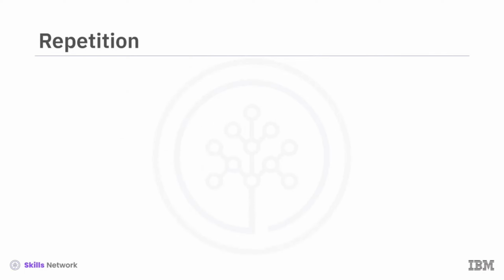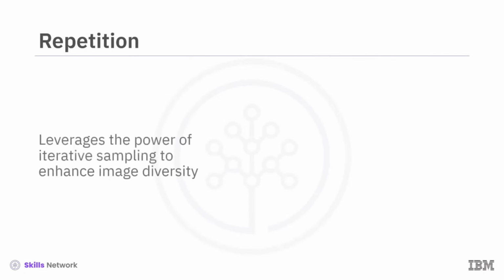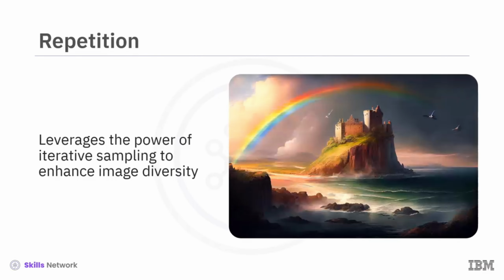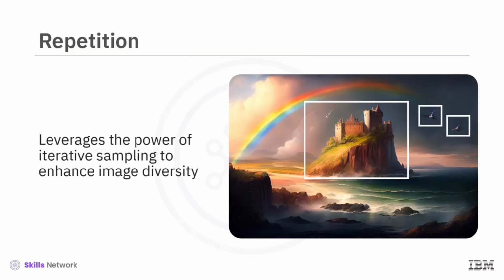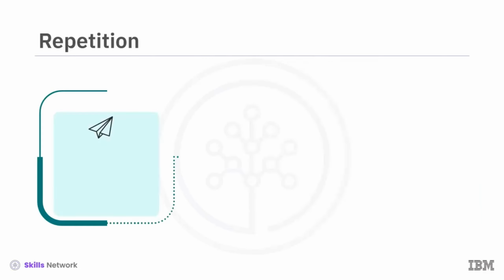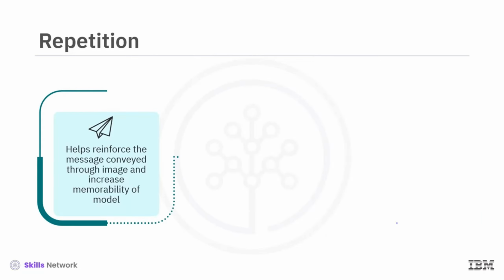The third image prompting technique is repetition. This technique leverages the power of iterative sampling to enhance the diversity of images generated by the model. Repetition involves emphasizing a particular visual element within an image to create a sense of familiarity for the model, allowing it to focus on a specific idea or concept you want to highlight. This can be accomplished by repeating the same word or similar phrase within the image prompt. Repetition helps reinforce the message conveyed through the image and increase the memorability of the model.